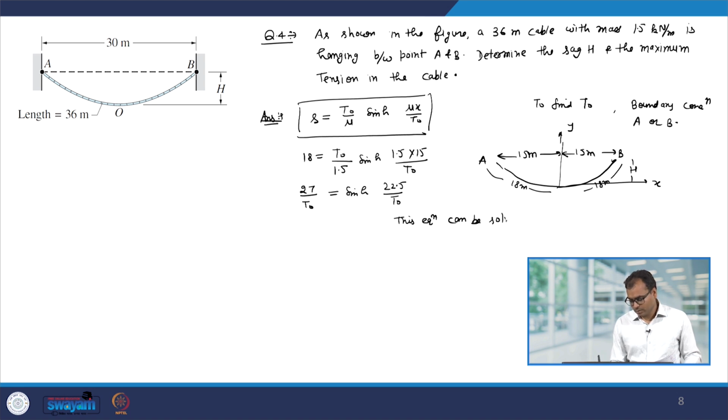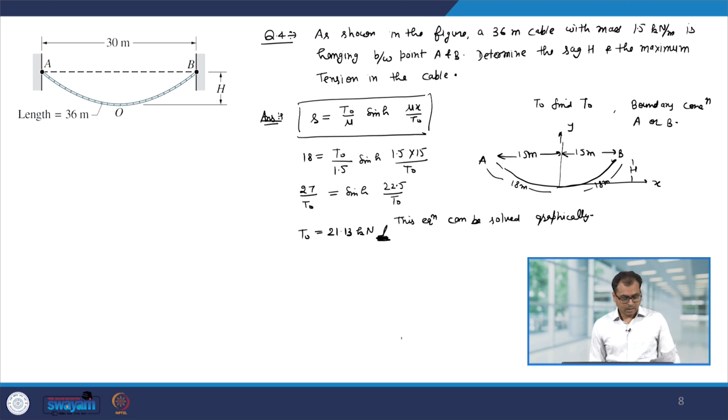And again, this equation can be solved graphically. Either you can use a computer or you can plot both sides in the graph and find out the intersection. The intersection will give you the value of T naught, and T naught comes out to be 21.13 kilonewton.